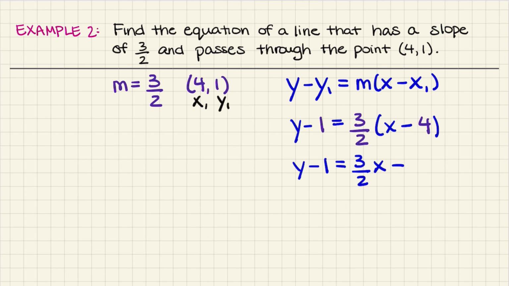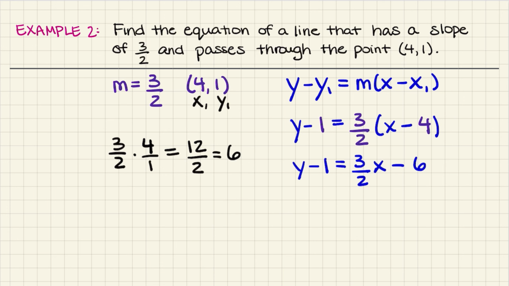minus, we'll do 3/2 times 4 over to the side here, 3/2 times 4 equals, well, we can put this 4 over 1 and then we multiply straight across. So 3 times 4 is 12, 2 times 1 is 2, 12 over 2 simplifies to 6. So now we know 3/2 times 4 gives us 6. So we have 3/2 x minus 6.